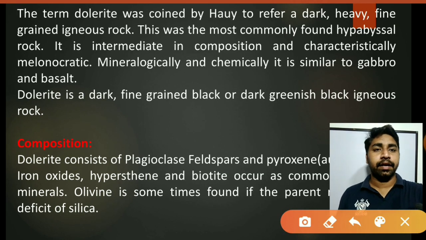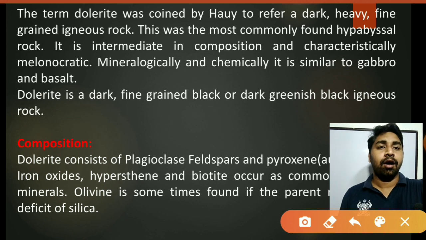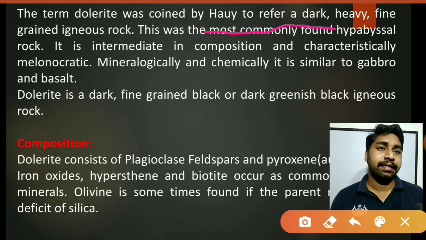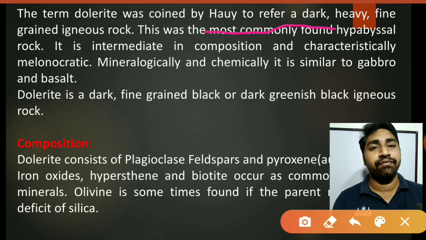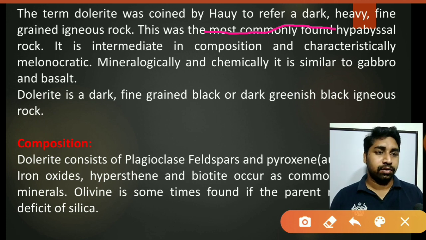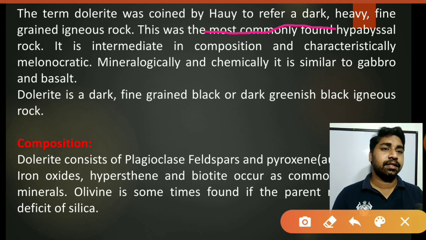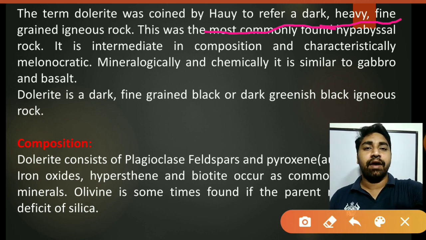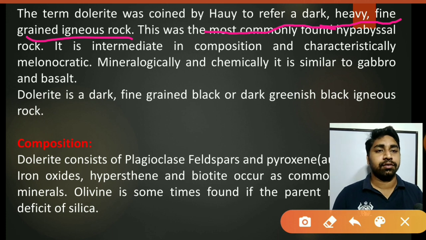Dolerite. The term dolerite was coined by Howe, and it refers to a dark, heavy, fine-grained igneous rock. So the properties are explained here in a simple statement. It is a dark rock, a heavy rock, a fine-grained igneous rock.